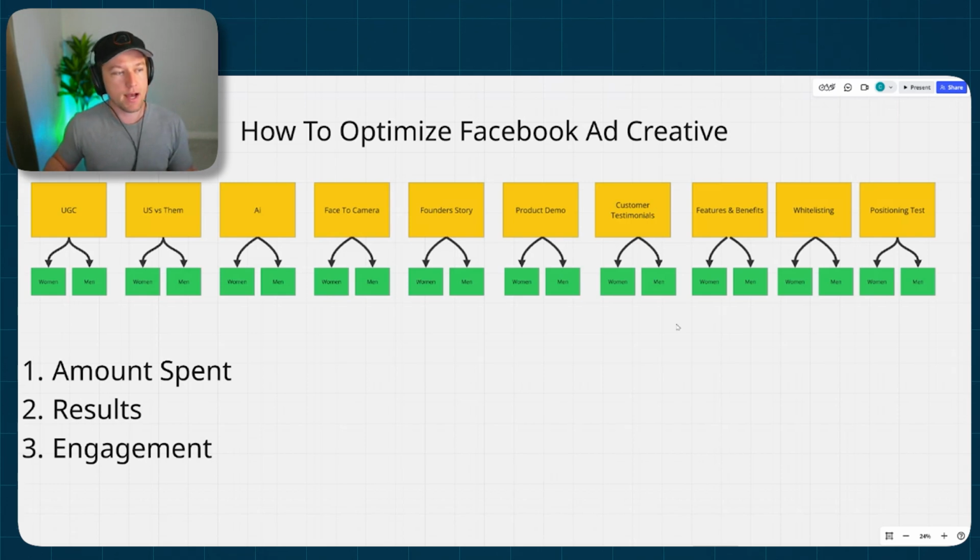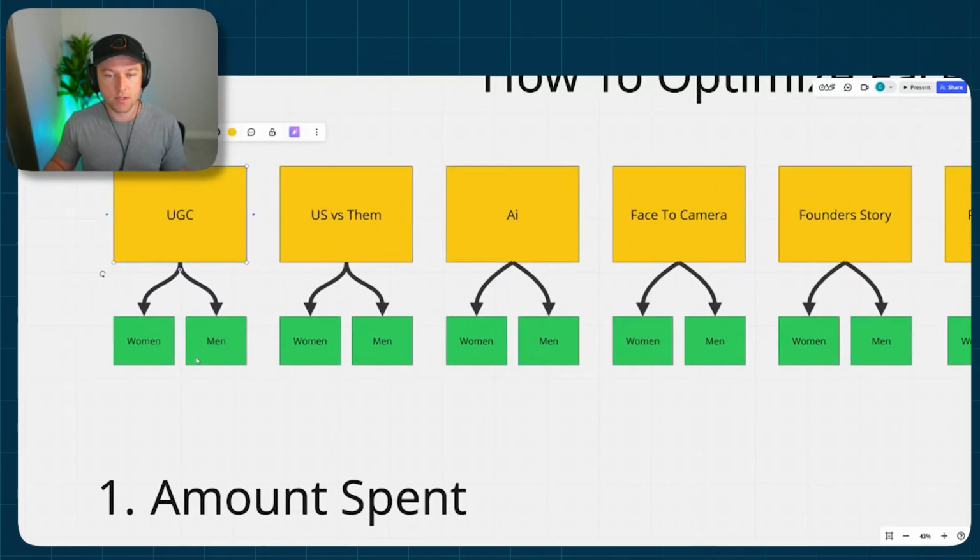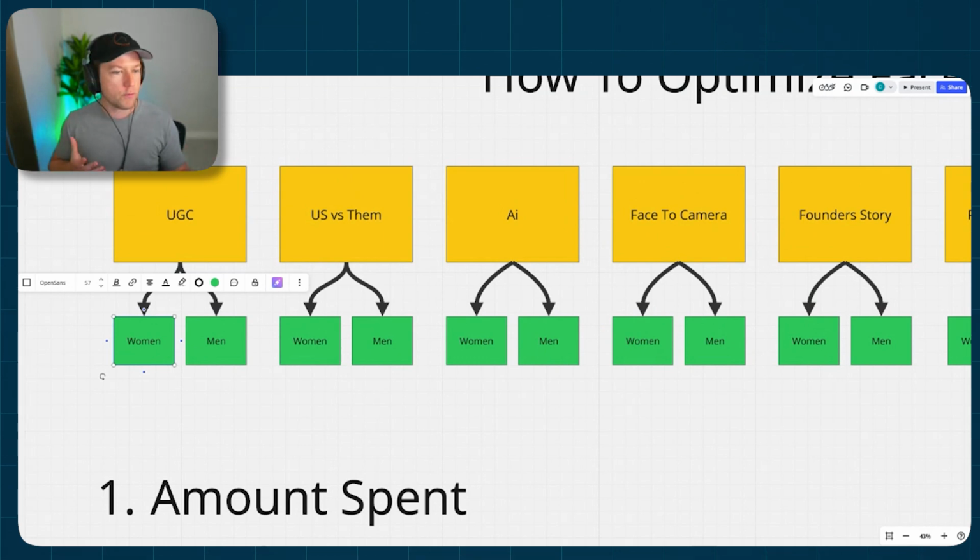If I find out, for example, that the UGC ads have the most amount spent, the best results, and the best engagement, right? We're going to make it black and white. Then I'm going to decide to push more variations into the UGC side of things. This could be a man in the ad, a woman, someone young, old, doing something different, a different type of avatar, but still the same format as the UGC, and ideally very similar to the ad that was successful. It's just targeting a different demo.